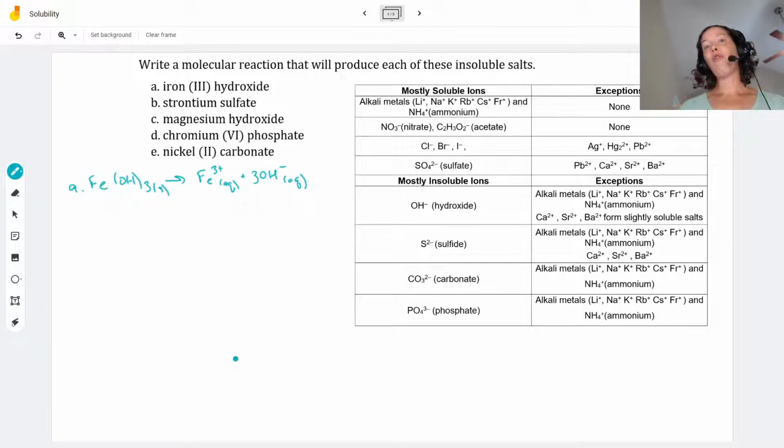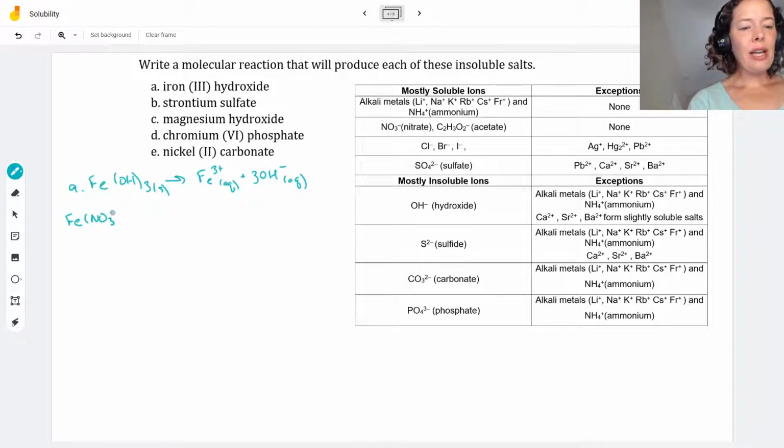So for my reactants for this reaction, I need some kind of cation and some kind of anion that's going to be sure that iron is going to be soluble. There are a lot of possibilities for this. I tend to go to the ones with either no exceptions or few exceptions. So I think of nitrate as a great anion to make a soluble salt. If I have iron 3 nitrate, I know it's going to be soluble. So iron 3 nitrate looks like this, and that is going to be a soluble salt.